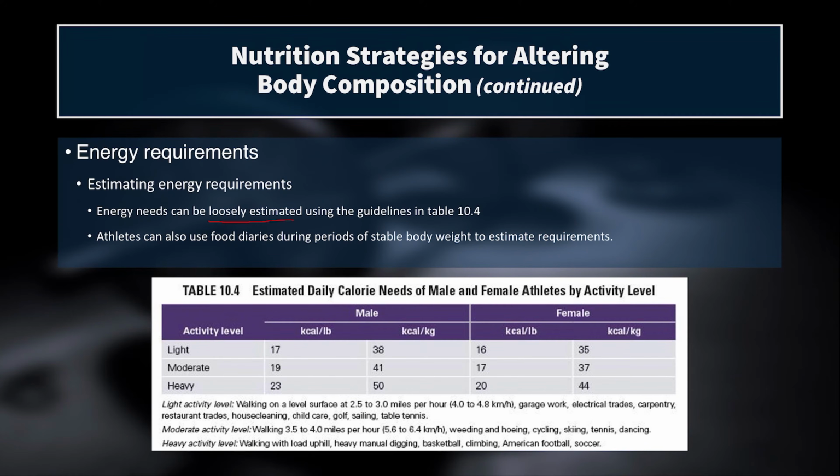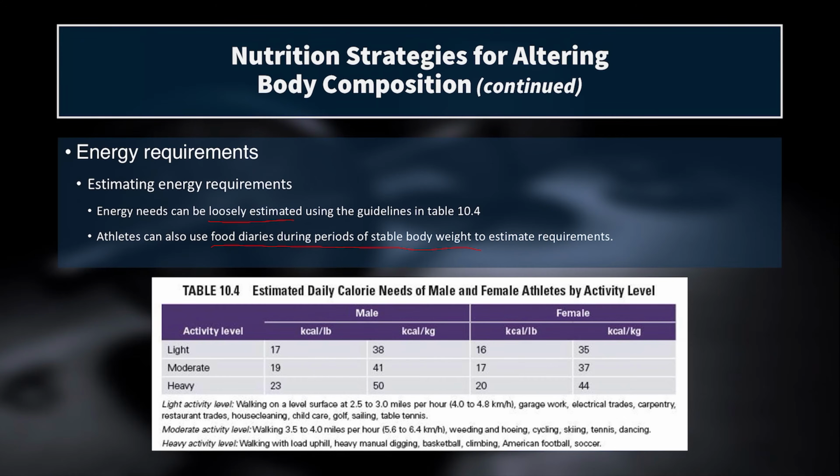Athletes can also, in conjunction with these estimations, use food diaries during periods of stable body weight to determine energy requirements. So if you're logging everything that you eat with something like MyFitnessPal, then you can get an estimate of your caloric intake, compare that to your current activity levels, and then that would be your total energy requirements for the day, not just your resting metabolic rate, but your total energy requirements.